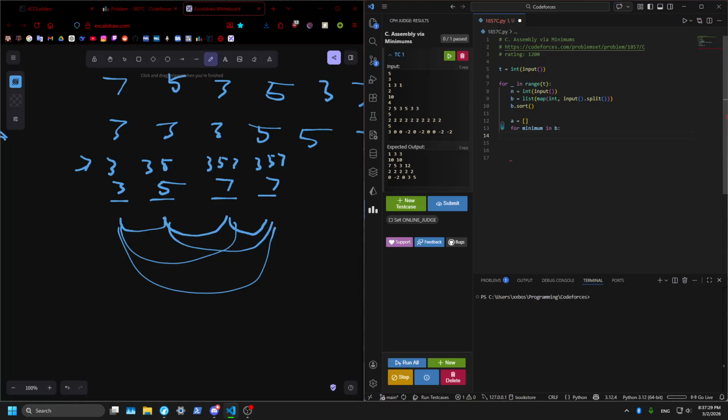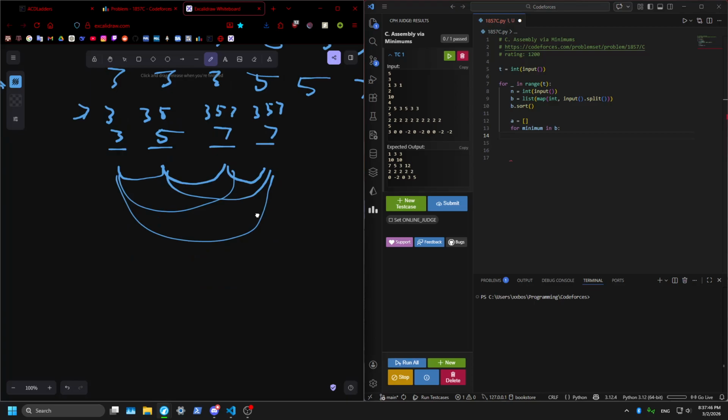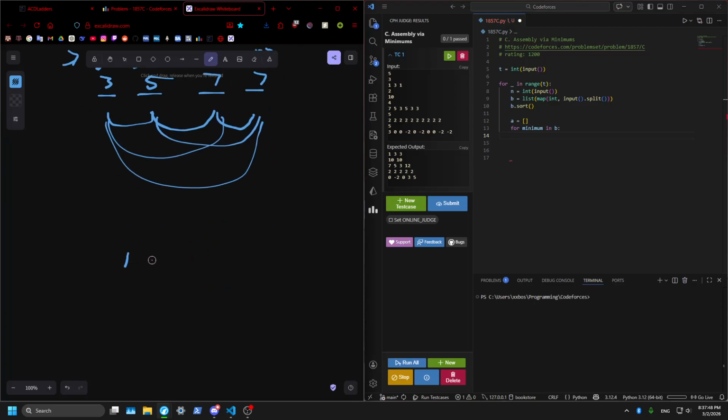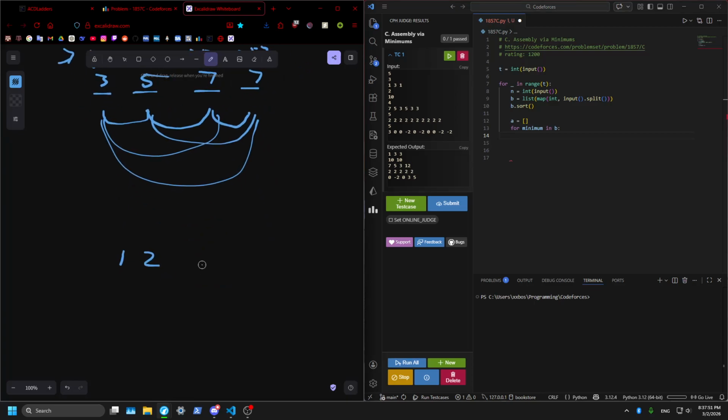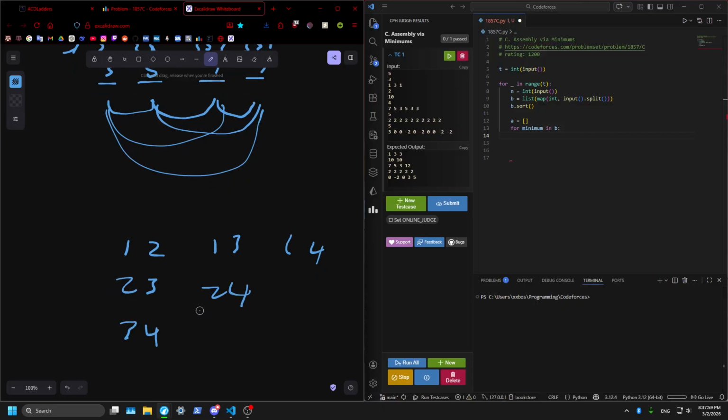Find the first number, 1 and 2. Find the second number, 1 and 3. Find the third number, 1 and 4. Find the fourth number, 2. 1, 1, 2, 1, 3, 1, 4. 2, 3, 2, 4. 3, 4.